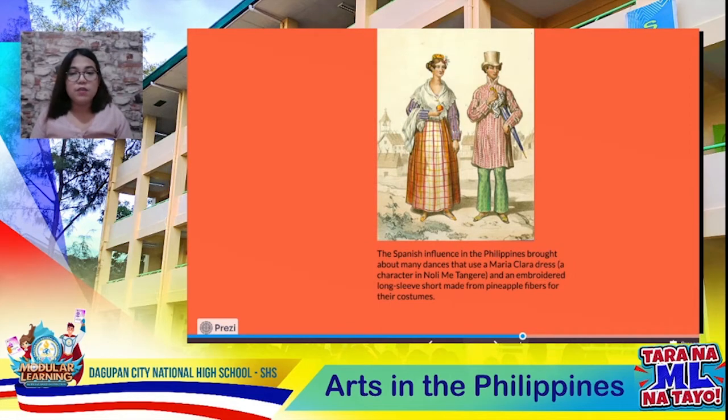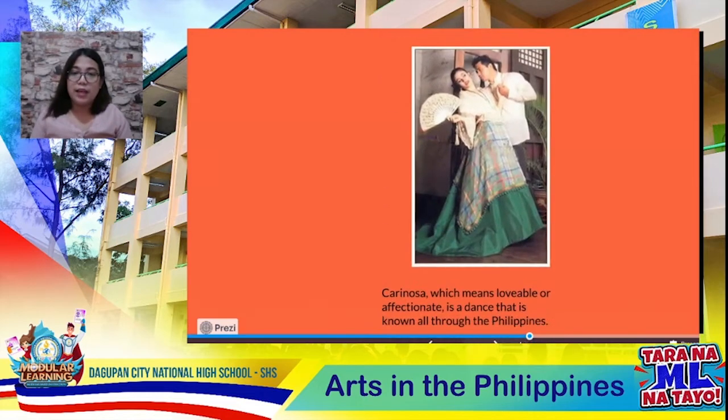The Spanish influence in the Philippines brought about many dances that use Maria Clara dress, an embroidered long-sleeve shirt made from pineapple fibers for their costumes. Like cariñosa, which means lovable or affectionate. It is a dance that is known all through the Philippines.